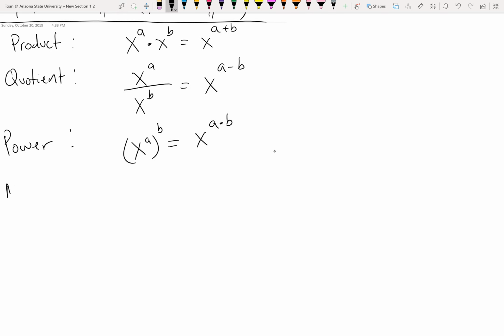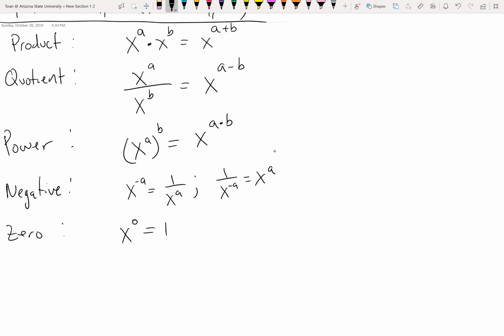You have the negative exponent rule, which says if your base has a negative exponent, all that negative tells you to do is flip the base, no matter if you start on top or if you start on the bottom. And then last but not least, the zero exponent rule, which says almost anything to the 0 power is 1.